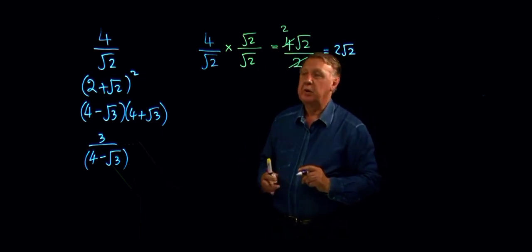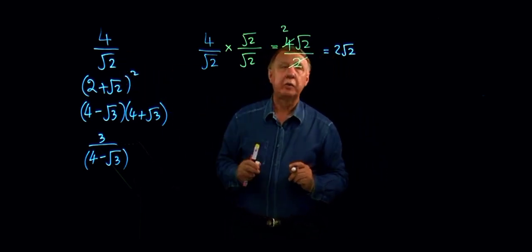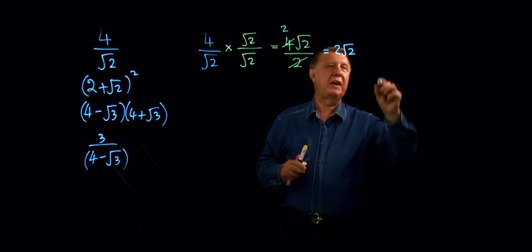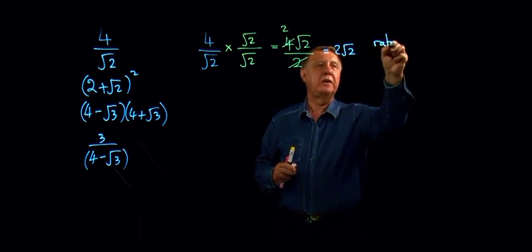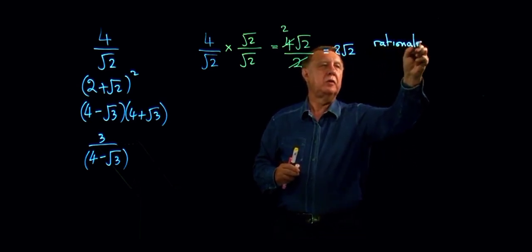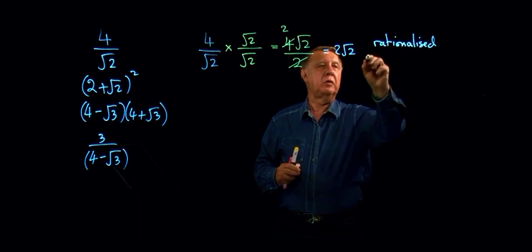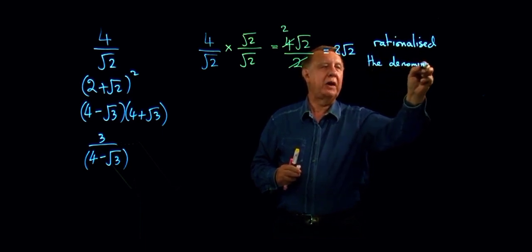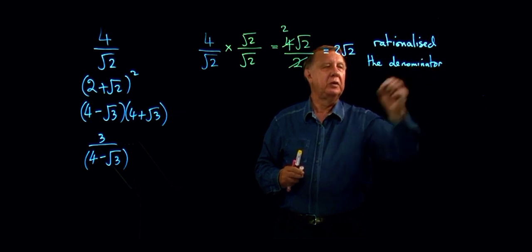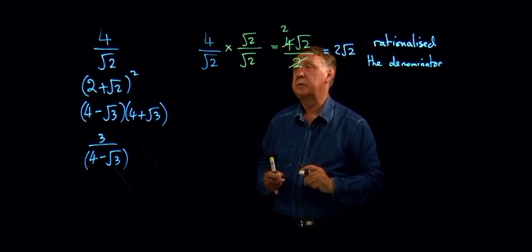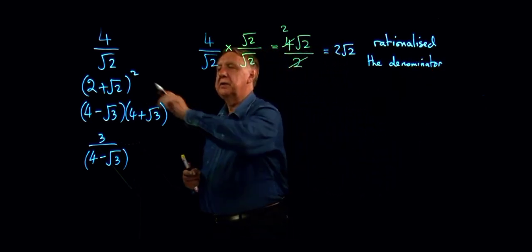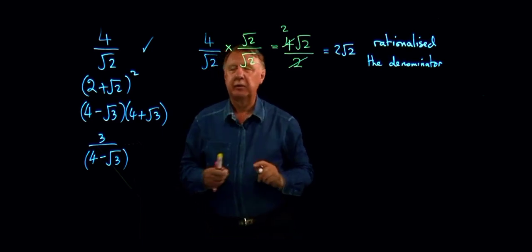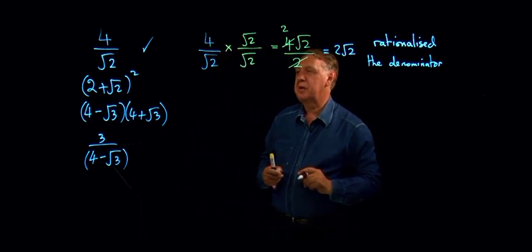So what have I achieved? Well, I've got rid of the surd on the bottom line, and we've got a phrase for that. We say that we've rationalised the denominator. And that's good practice. We always want to rationalise denominators. Okay, so we tick that, we've done that one. Let's move on to the next one then.